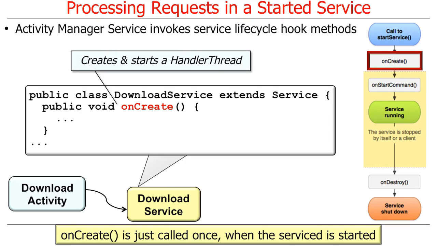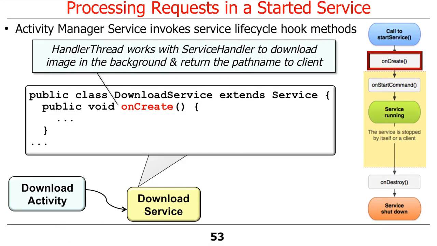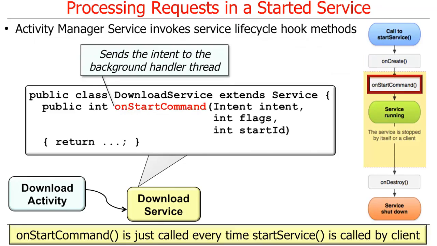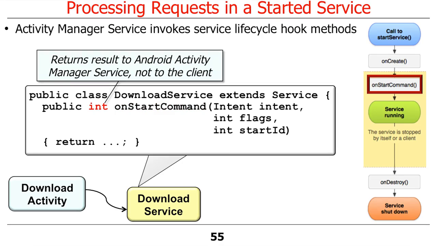The onCreate hook method creates and starts the handler thread and the service handler. And the handler thread works in conjunction with the service handler to download the image in the background and return the path name to the client. We'll talk about that in a second. Here's the onStartCommand. This is what's used to receive the intent that's sent by the activity, and then it forwards that intent encapsulated in a message to the background handler thread.